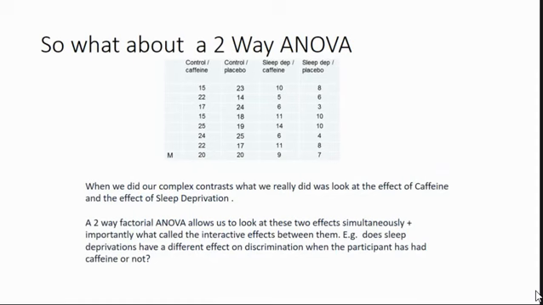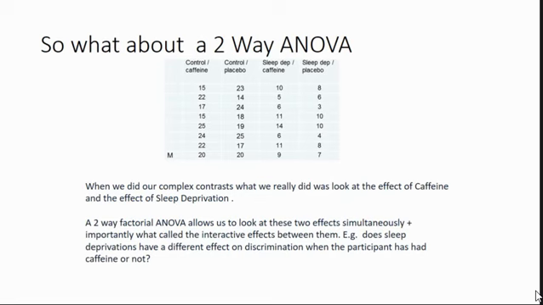In the last video, we looked at the situation where we had a one-way ANOVA with four conditions. Two conditions in which people had received caffeine and two conditions in which they had received a placebo. Two conditions in which they had been exposed to sleep deprivation and two conditions in which they had not. So when we did our complex contrast, what we were really doing was looking at the effect of caffeine and the effect of sleep deprivation.